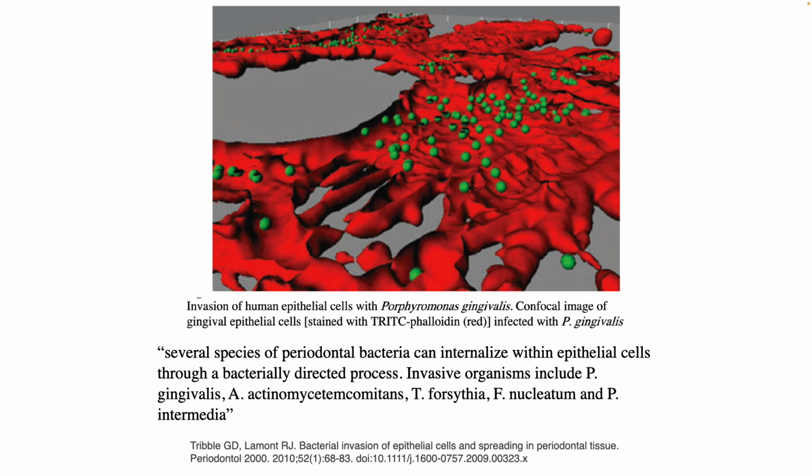So several species of bacteria can actually internalize within the epithelial cells. So things like P. gingivalis, AA, T. forsythia, Fusobacterium nucleatum, Prevotella intermedia, they can all internalize into the epithelium, which means that it's essential that we use lasers to remove that diseased epithelium and to try and remove these bacteria when there is a severe infection.